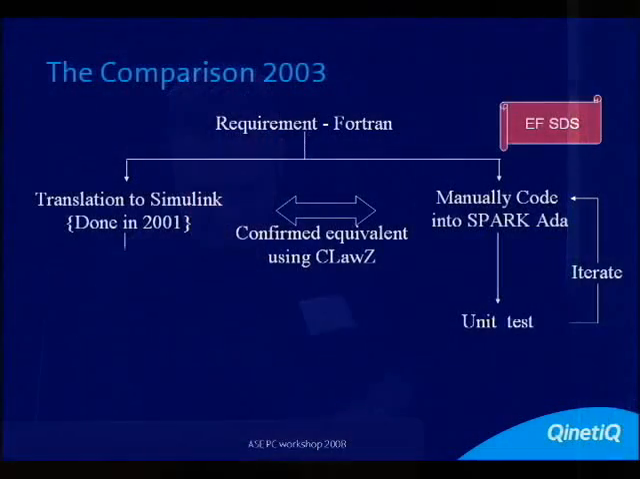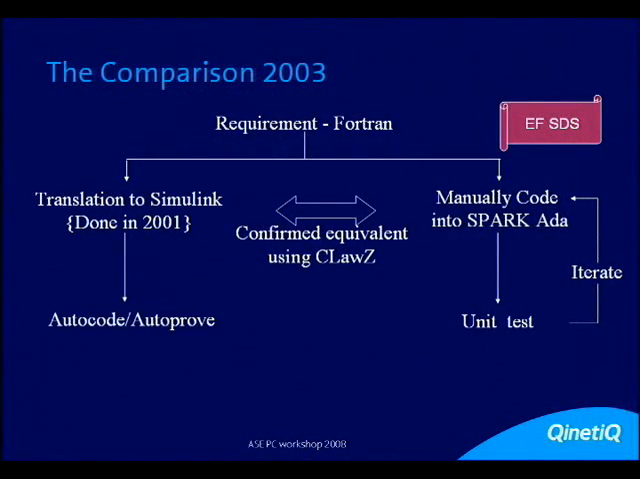So now in 2003, we have this kind of baseline Simulink representation. And we used the automatic code generation facilities that are available from the MathWorks to generate Ada code in a SPARK subset, and then performed the same unit tests after we had used our techniques to verify the automatically generated code. And essentially, we got 100% unit test pass.